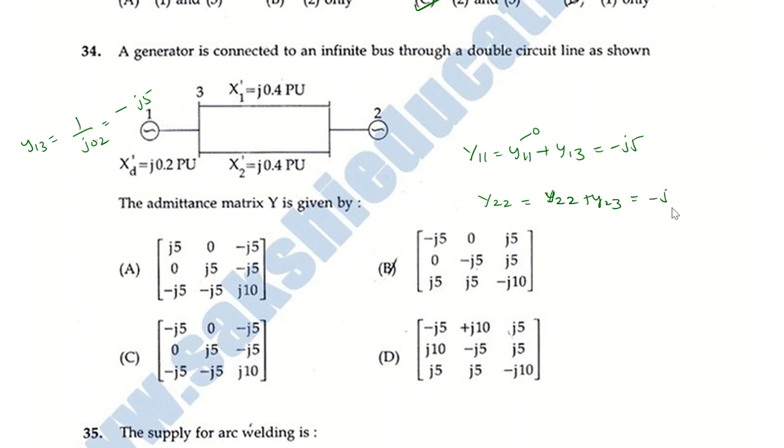Likewise, if you find all the parameters of this matrix, the resultant values will be minus j5, 0, plus j5, and 0, minus j5, plus j5, and finally plus j5, j5 and minus j10 here. Among the options, check which option is best suitable. Here, no, it's not matching. Minus j, plus j4, j5, minus j5, not matching here.